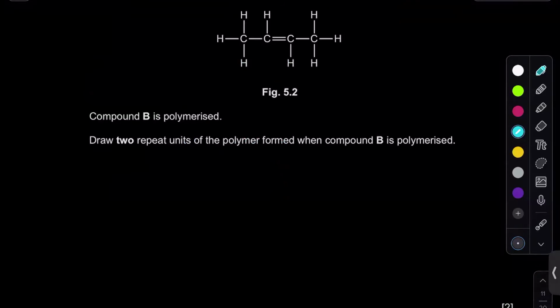This shows the structure of compound B. ठीक है, obviously it doesn't have the OH here, just like A did. यहाँ पे OH नहीं है. Compound B is polymerized. Clearly यहाँ पे OH नहीं है, तो polymerization only happens from here, the carbon double bond. So draw 2 repeat units.